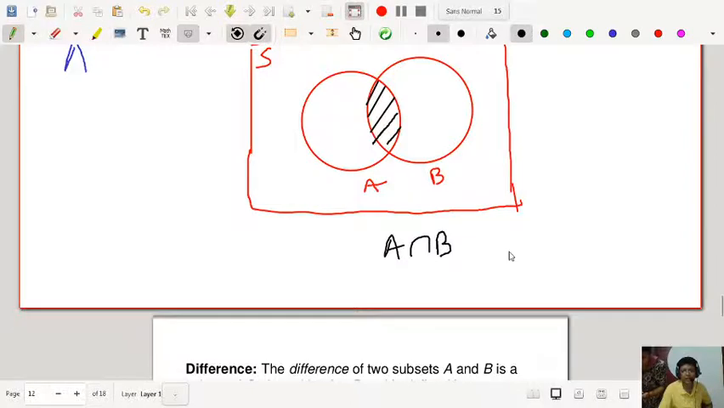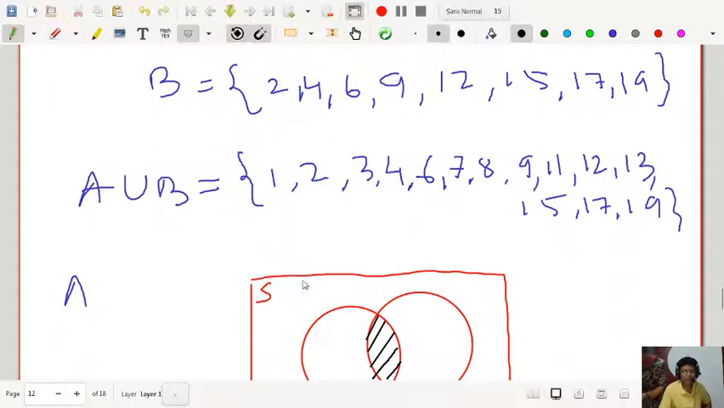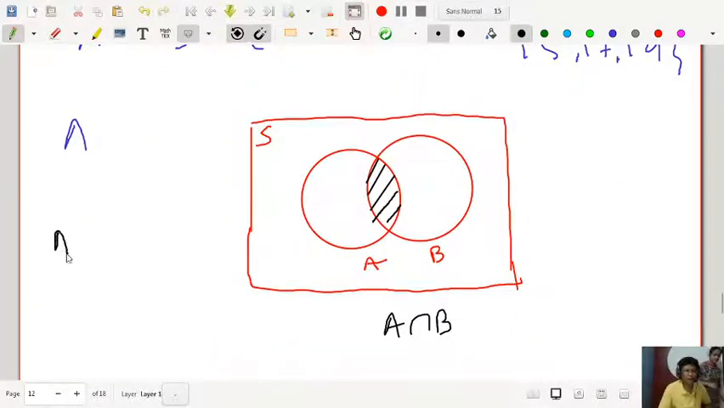Right, Ismail. So what is the intersection of A and B in this problem? 2 and 9, right? Right. Absolutely correct you are.